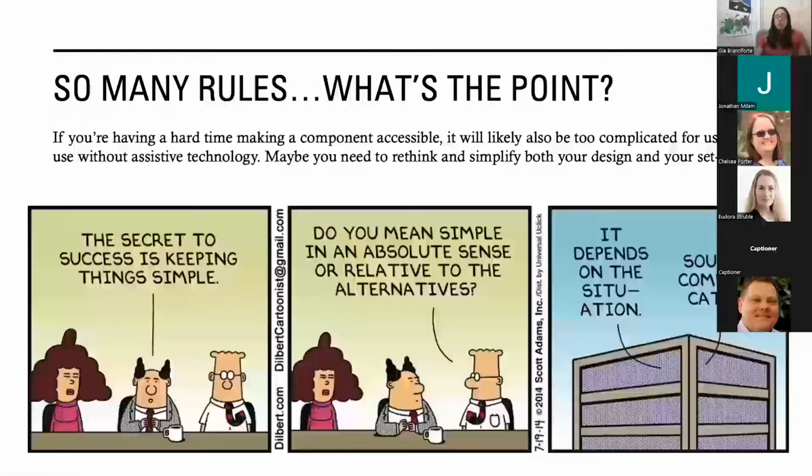So there's so many rules. What is the point? Why? Again, if I'm telling you not to use ARIA at all, then why are we going through all of this? And I just really want to stress the point that if you're having a hard time making a component accessible, it will likely also be too complicated for users to use without assistive technology. So maybe just rethink the whole thing, simplify your design and your setup. If you're having a hard time making something accessible, and you're able to kind of go back and rethink how it's all put together, it's going to help all of your users, not just those that use assistive technology.